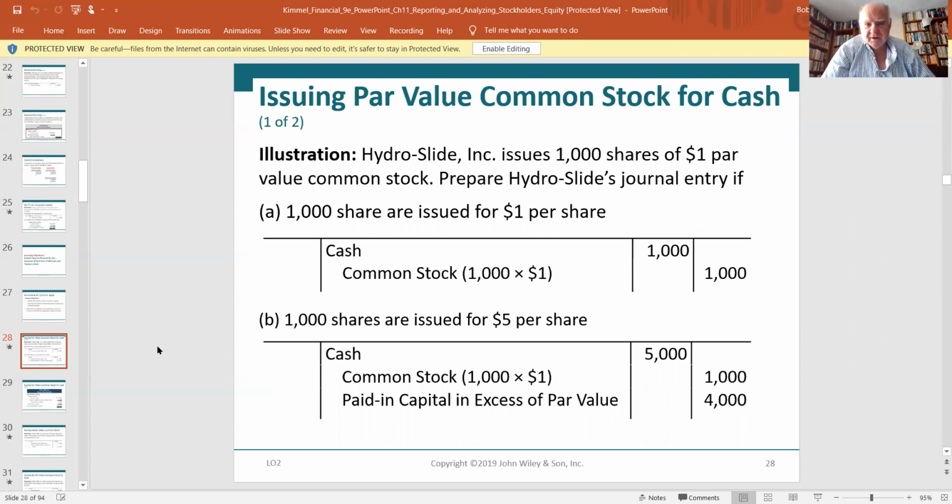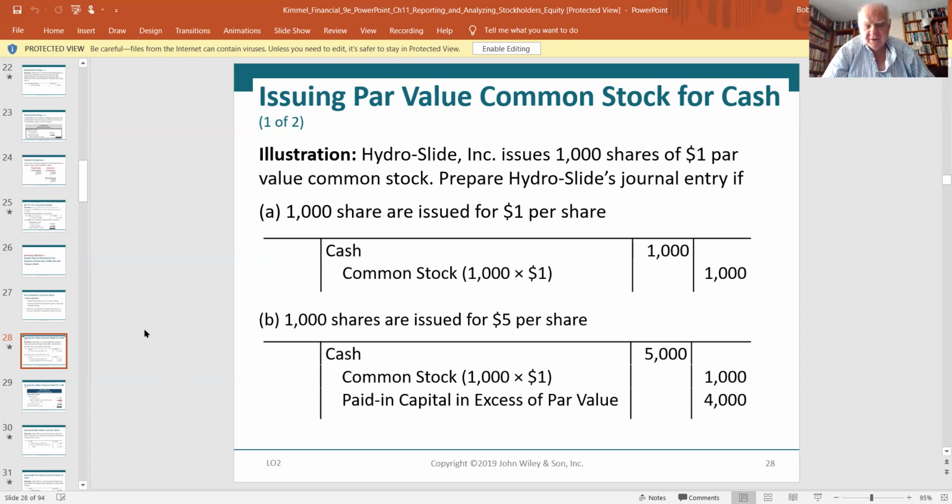Now pay attention to the next journal entry, Derek. This is the whole point with paid-in capital. We issued the same 1,000 shares, but this time we got $5 a share. The common stock number will always be a multiple of the par value. So the common stock is still going to be $1,000, but that extra 4,000 becomes something we're going to call paid-in capital in excess of par.